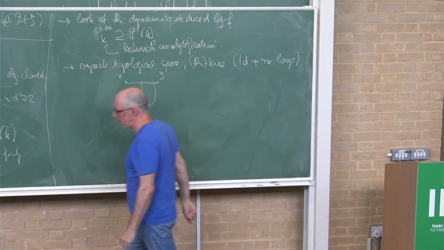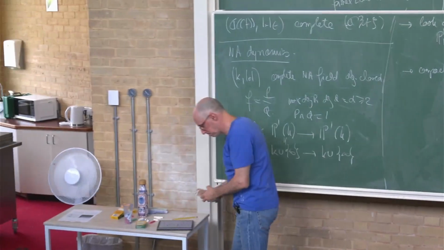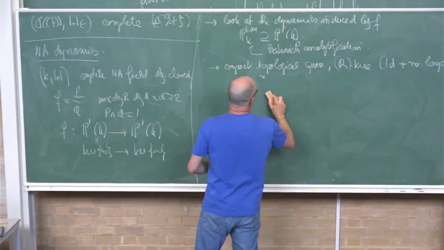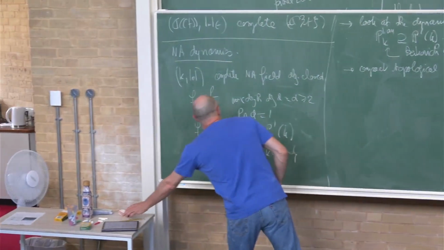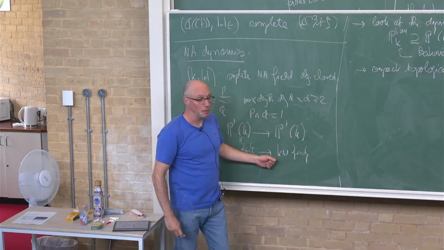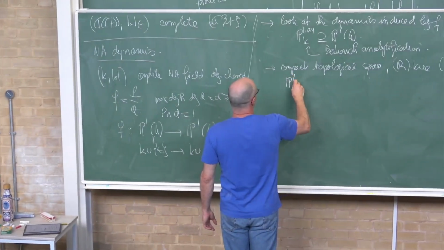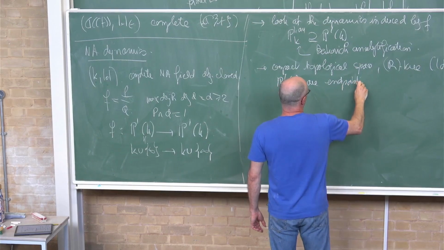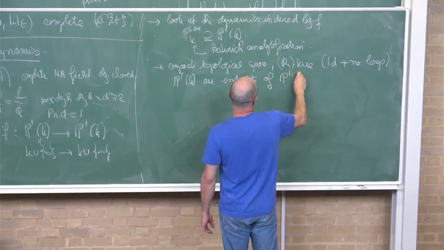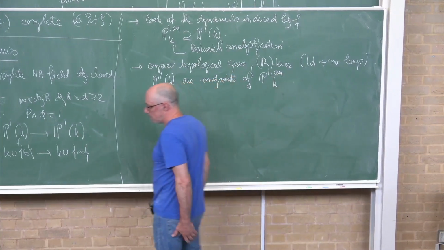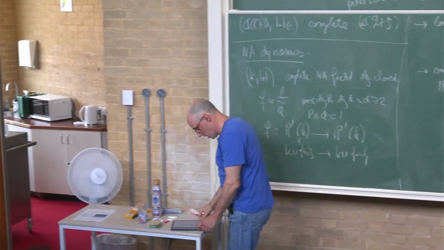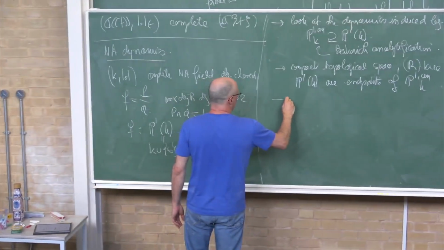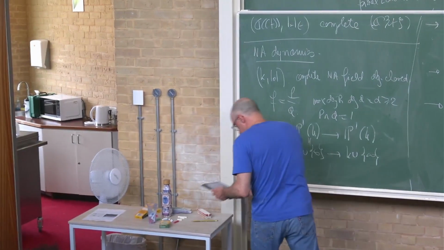And the other thing is that we have these classical points here, and these classical points are endpoints of the Berkovich analytification. Okay, so the formal definition is this.